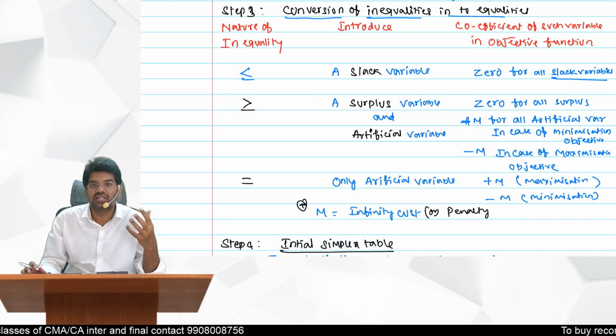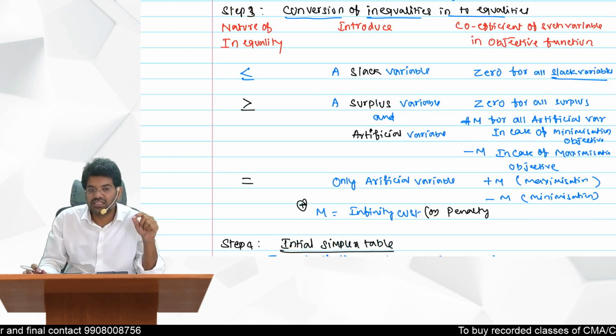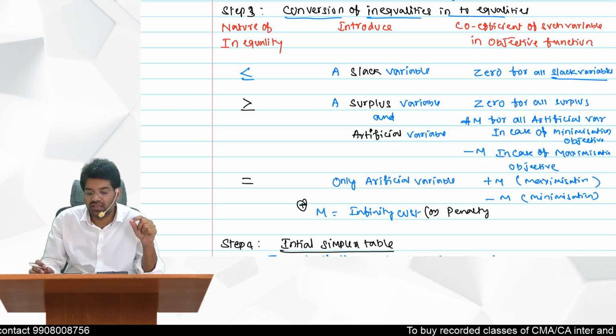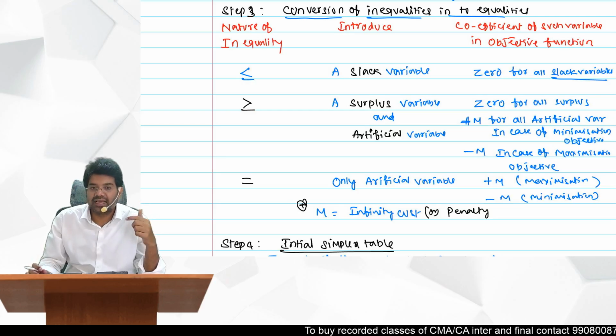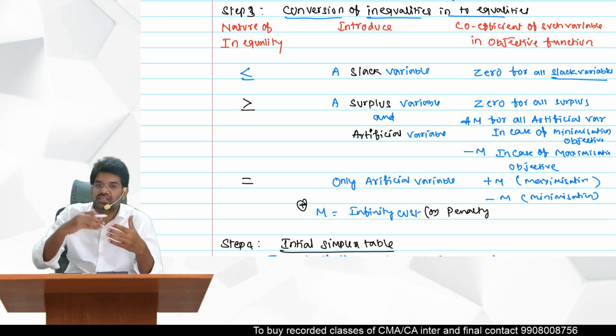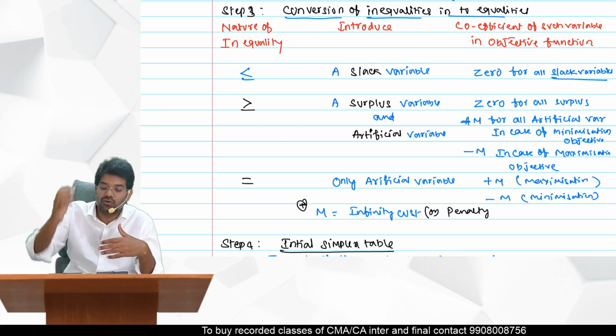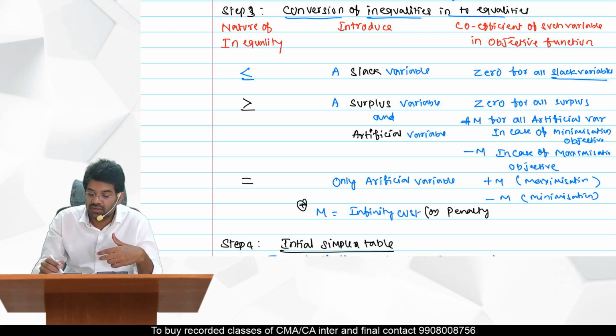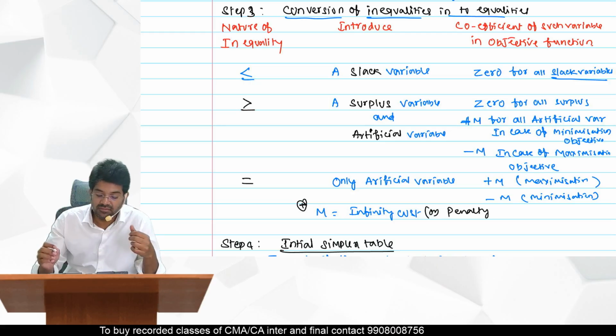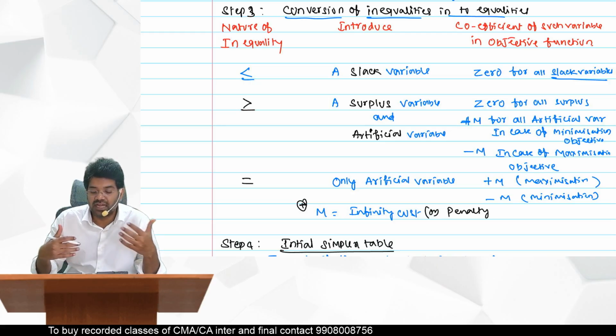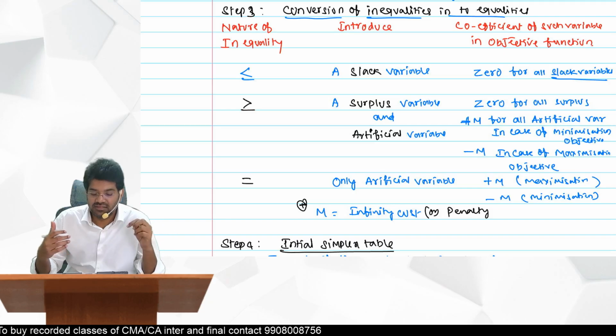So when should you introduce a slack variable? Whenever you have a less than or equal to constraint, and you want to convert it into equality, then we should use a slack variable. And the slack variable obviously should feature in the objective function also. There the coefficient of this variable will be 0, whereas in the constraint we are adding it, so there it will be 1.